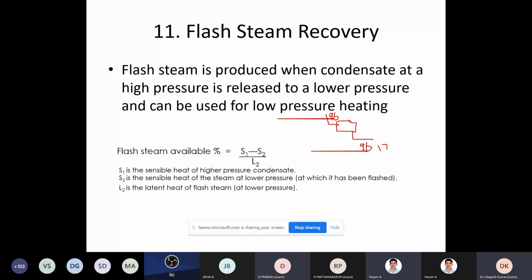Now this, when you release it to the atmosphere, will flash into steam, vapors. So what we do is we take this condensate into a flash vessel. So it is a flash vessel, and you have a low pressure line, let us say 2 bar. So what we can do is flash it to a low pressure, that is 2 bar, and it becomes 2 bar steam. 2 bar steam can be used for some of the applications in the plant. This flash.